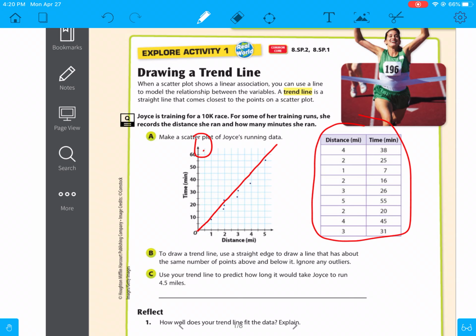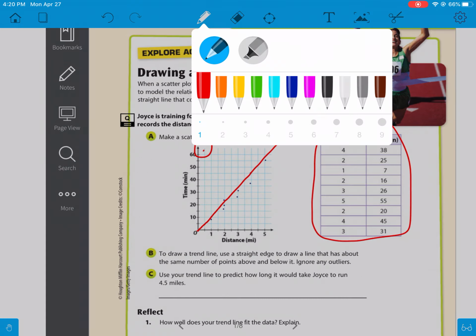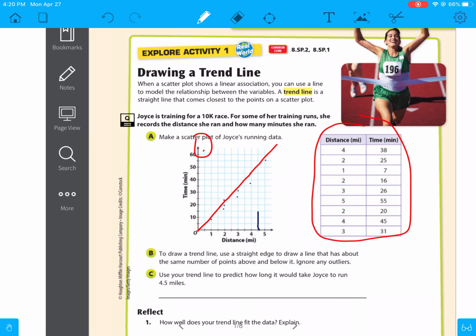run 4.5 miles. All you have to do is take a look at your 4.5 miles, go all the way up, and it should take her about, we'll say, 52 minutes. As far as your line, it's just a prediction.